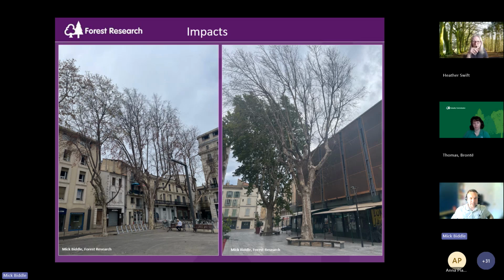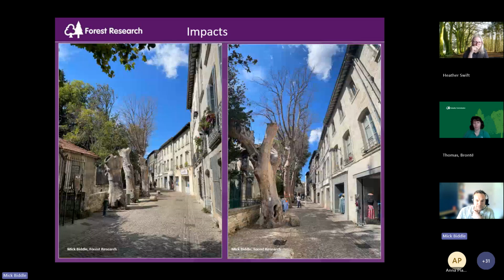So these pictures are taken in late August. So obviously these trees should be in full leaf, but they're not. And this was a kind of tourist honey trap in the centre of Avignon. Beautiful street with lovely boutique shops, and all of the trees were dying alongside this area.